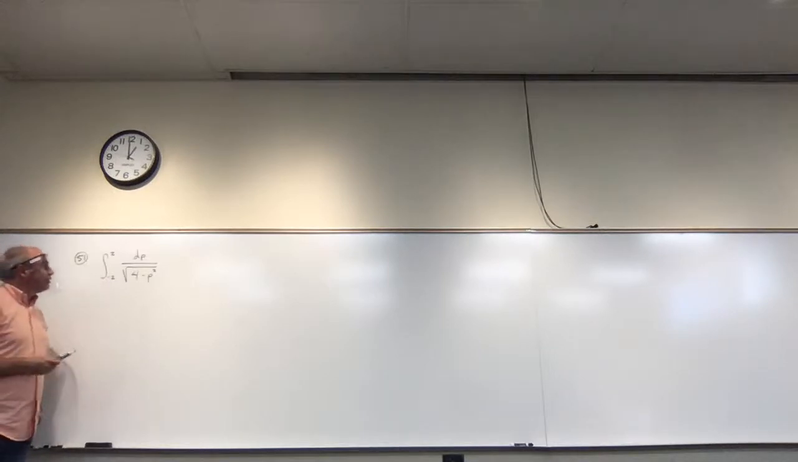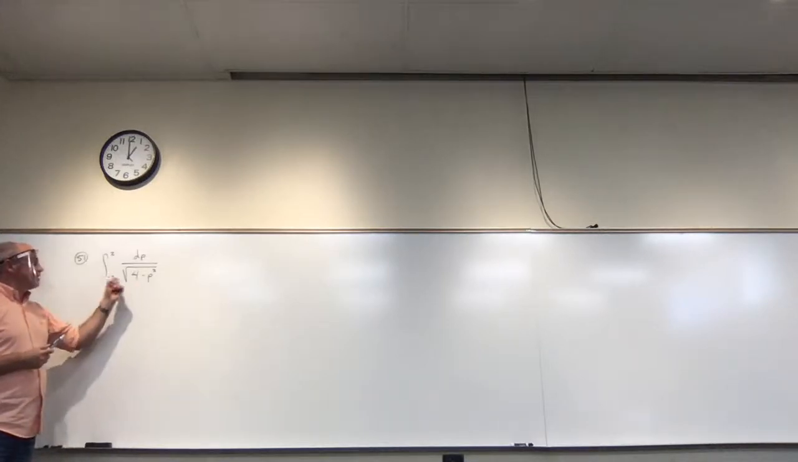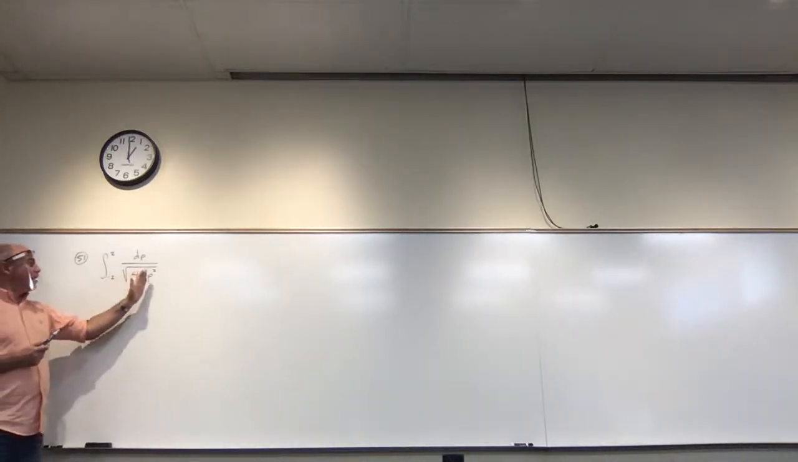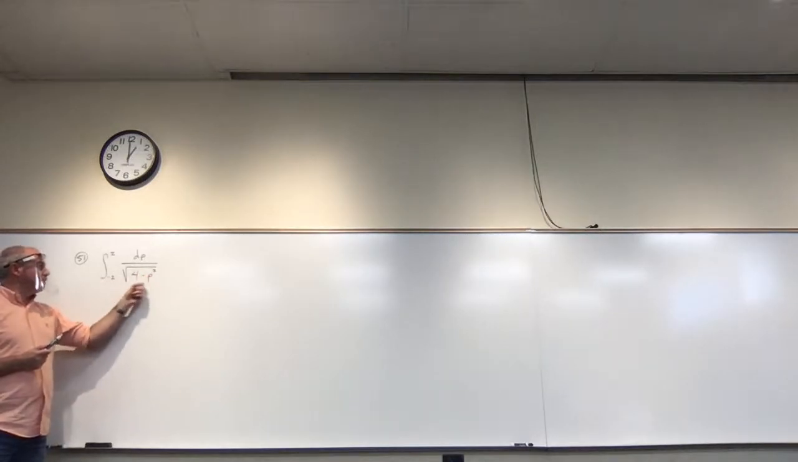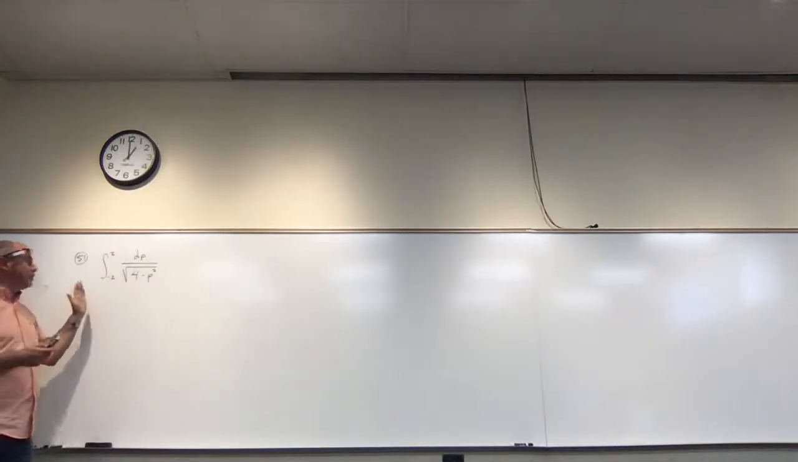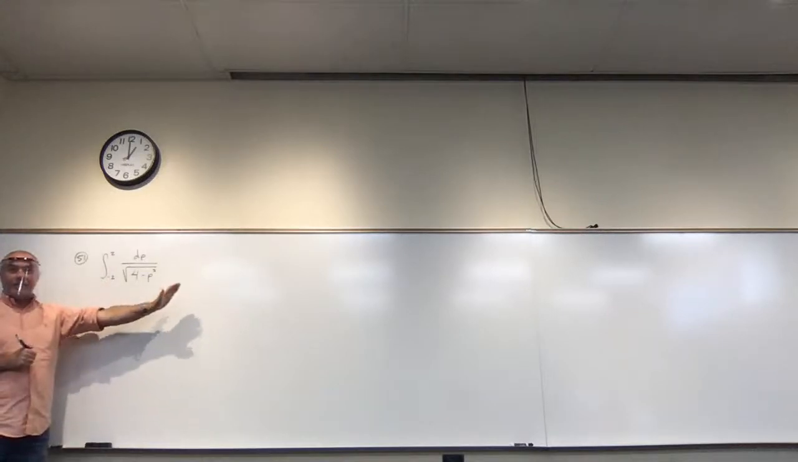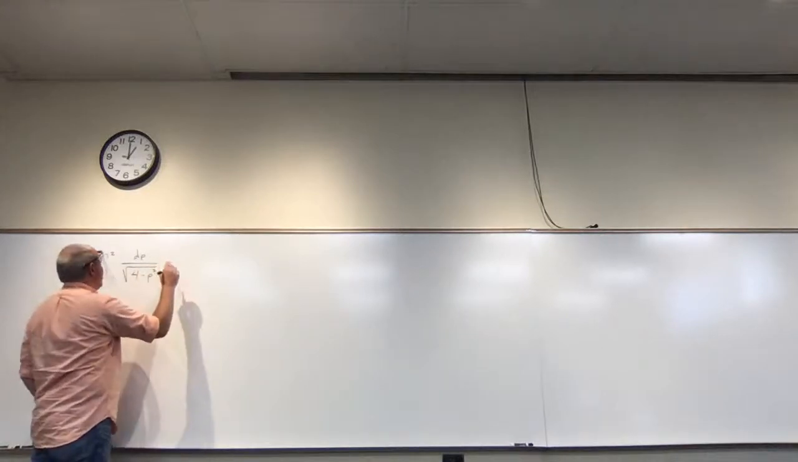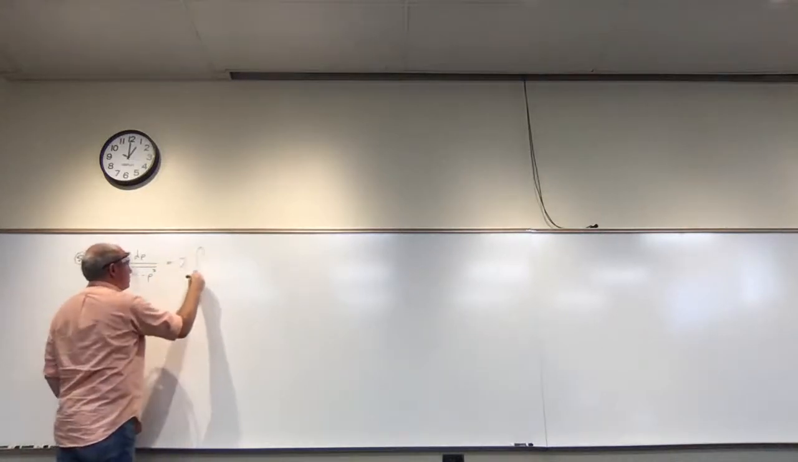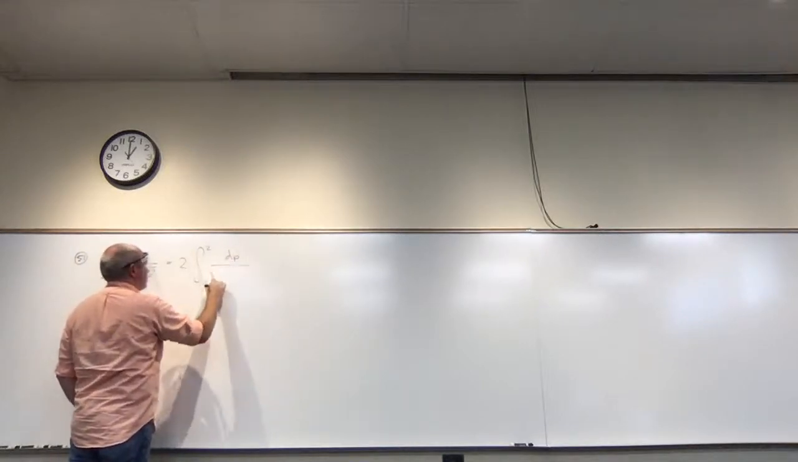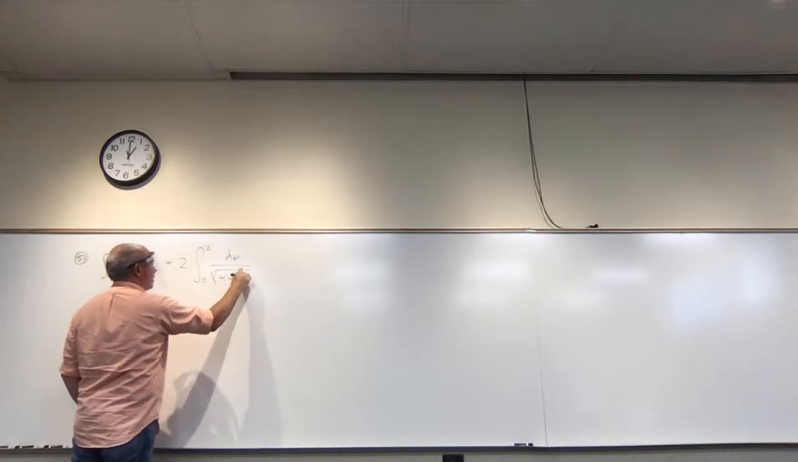That said, is this thing symmetric? So if you plug in +1, what do you get on the bottom? Square root of 3. If you plug in -1, what do you get on the bottom? Square root of 3. So whatever it's doing to the right of 0, it's doing to the left of 0. So I could simplify it right off the bat by saying this is 2 times the integral from 0 to 2 of dp over square root 4 minus p squared.